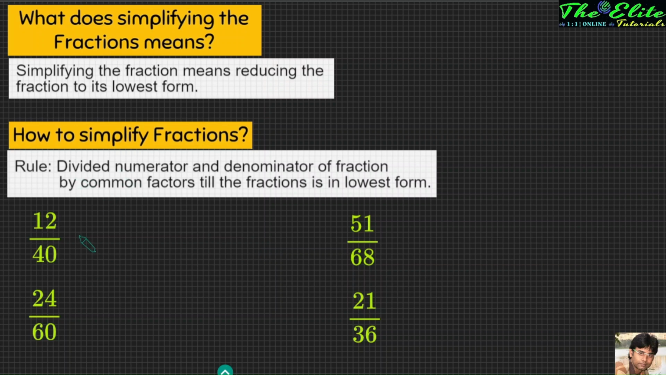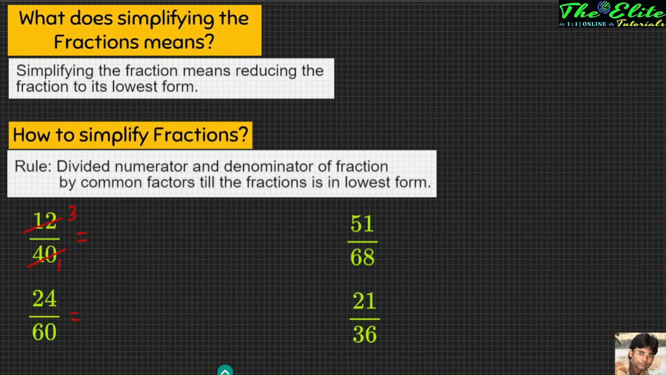So 12 by 40 is a fraction. We see here that there is something common between 12 and 40 because they are even numbers. So easily we can see that we can divide this by 2, and we can divide this by 2 further. But we can go further to see if we have any greater common factor, GCF. So we see that 4 is the greatest common factor by which we can divide this 3 times.